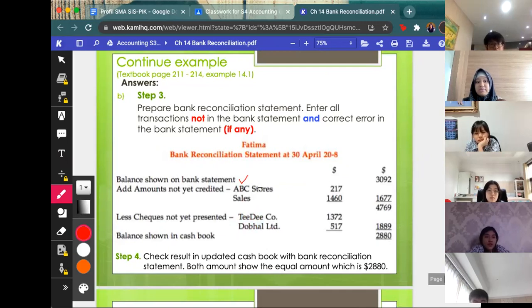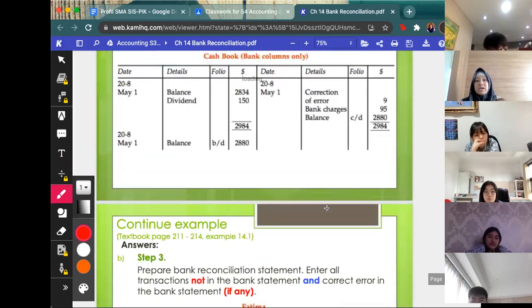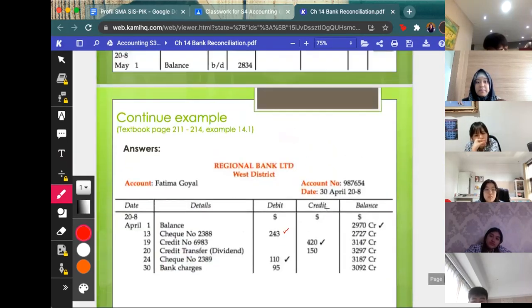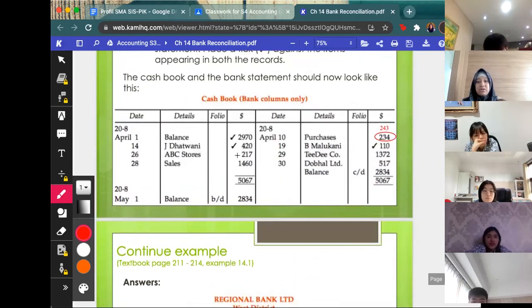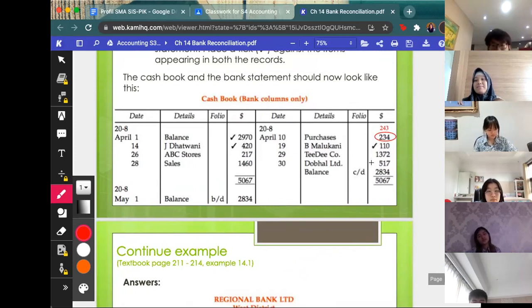If we look here, ABC Stores, Sales, TD, and Dobal, where can you find these? Check on your cash book. In this cash book, 2171 and 1460 have not yet been ticked, which means they have not yet been recorded in the bank statement. TD and Dobal are also not yet ticked. And please be careful. This 234, even though you did not tick it, is an error made in the cash book. Do not take this one and put it in your bank recon.